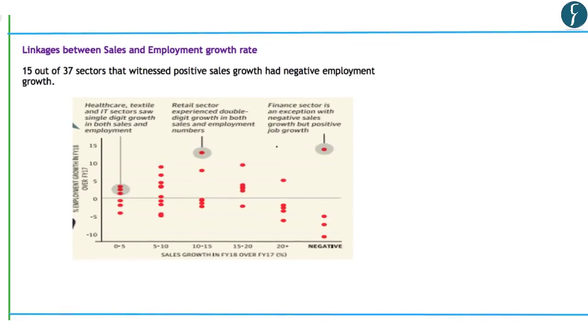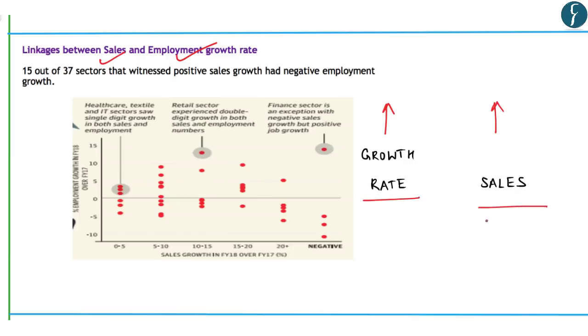And lastly, this article also highlights a linkage between sales and employment growth rate. Generally, there is a direct relationship between growth rate as well as sales. The more sales there are, the more the growth rate will be. But again, there was some sector which saw a different phenomenon. It says that the finance sector was the only exception with negative sales growth but positive job growth. So for the finance sector, the sales growth was negative, whereas the job growth rate was positive.